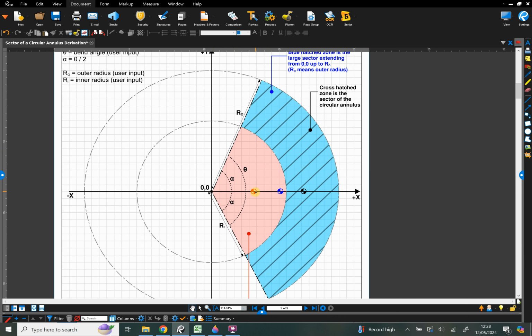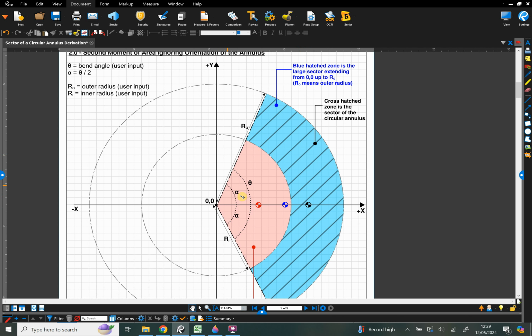This little red icon is the centroid of the red sector. The little blue icon is the centroid of the blue sector, and the little black icon is the centroid of the annulus, the hatched region, and that's the one we want. Okay, so that sets up our problem to start off with.